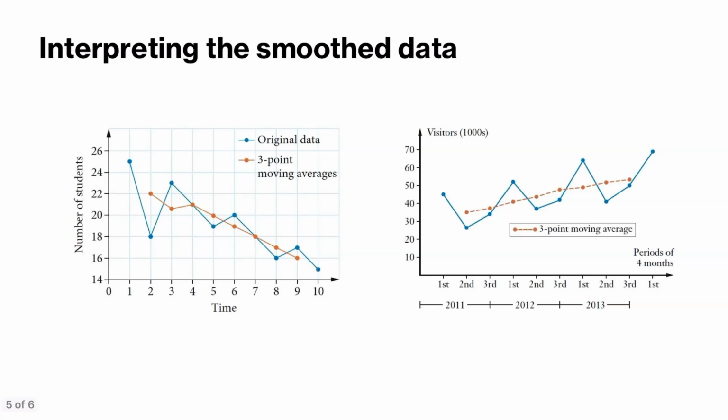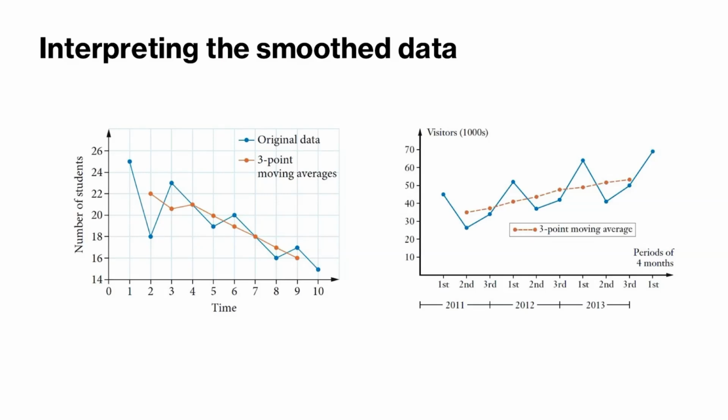So how do we interpret the smooth data? Once we calculate and plot the moving averages, we can start to interpret the trend. Ask yourself a few questions. Is the trend increasing, or is the data rising overall? Is it decreasing? Is the data falling over time? Or is there no trend? The data might be fluctuating, but there's no clear moving of data up or down. This kind of insight is what businesses and analysts rely on to make decisions.